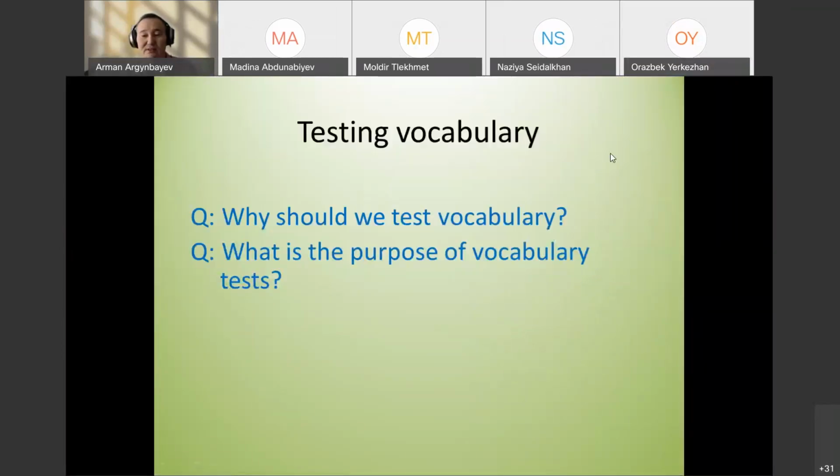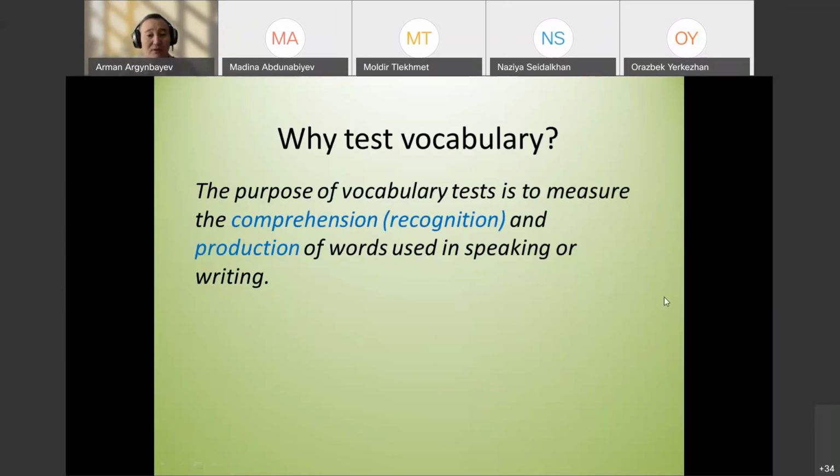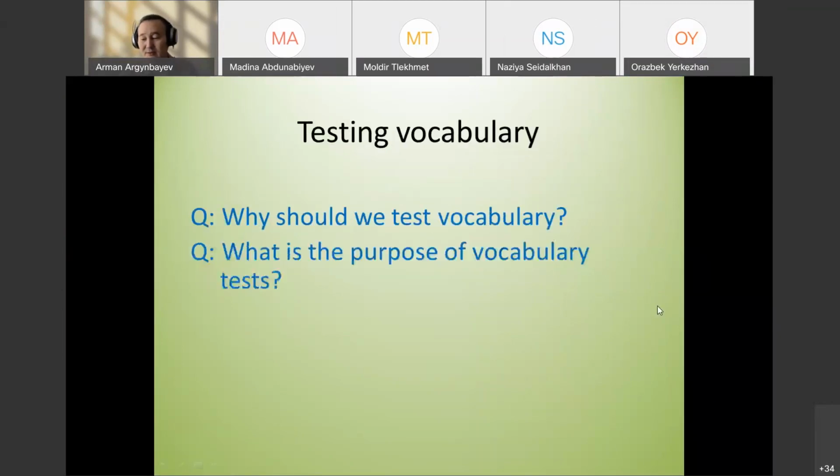Before we start, let's answer this question. Why should we test vocabulary, and what is the purpose of vocabulary tests? So why? You can write in the chat box if you wish. So what's the purpose of testing vocabulary?